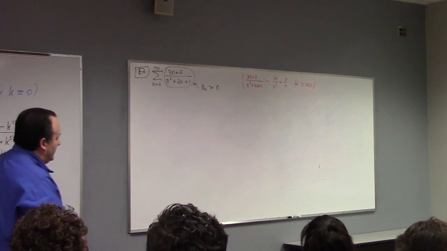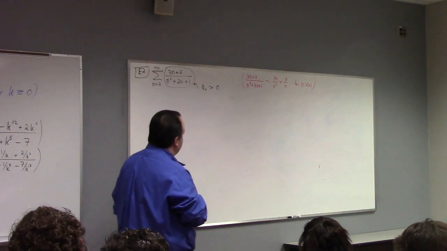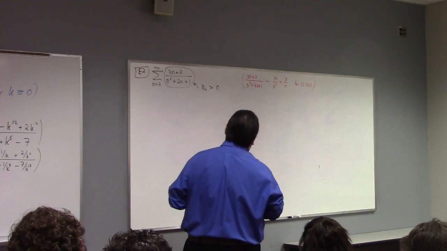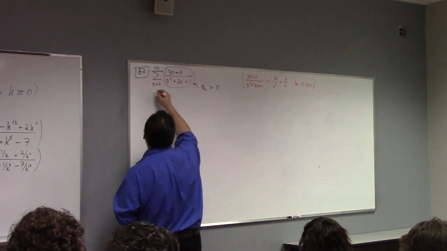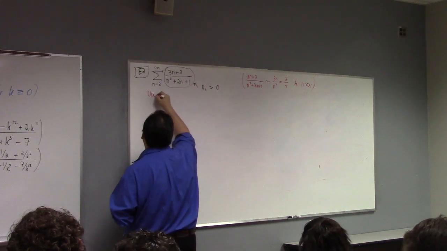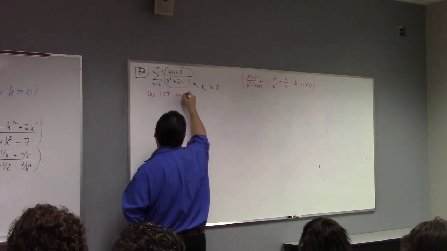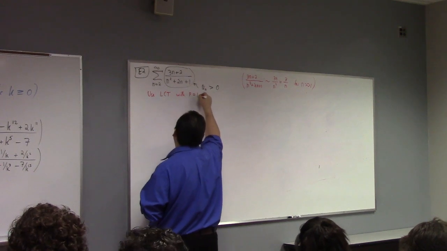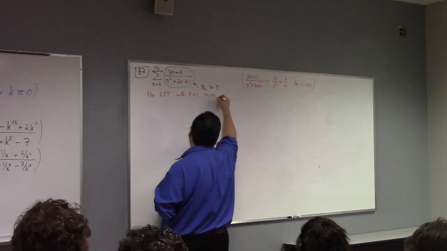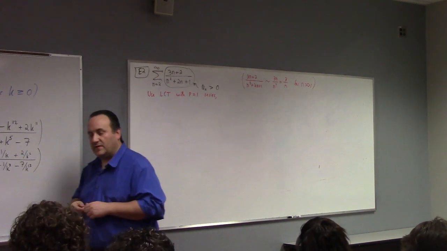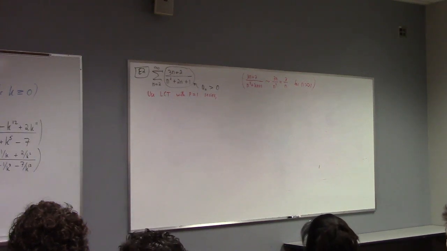You can either use direct comparison test, which probably isn't too hard here. But limit comparison test is nice. So we'll use limit comparison test with the p equals 1 series, right? Limit comparison test with the p equals 1 series should work nicely here.